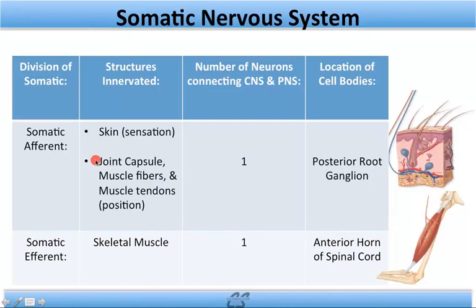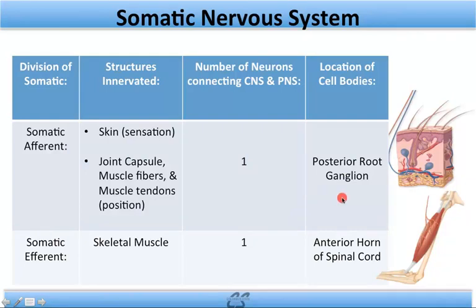Again, the joint capsule may be around a joint, maybe the knee, maybe the shoulder. Or bringing back information from the muscle itself, maybe the muscle fiber or the muscle tendon, so that the brain knows where and how contracted a muscle is. Just as sensory information. Somatic efferent is only going to affect or activate skeletal muscle, efferent meaning motor. Now, what do they have in common? Well, to get that sensory information back to the CNS from the periphery, it's only going to take one neuron. And to activate that skeletal muscle, from spinal cord over to that skeletal muscle, it's only going to require one neuron to get that job done.